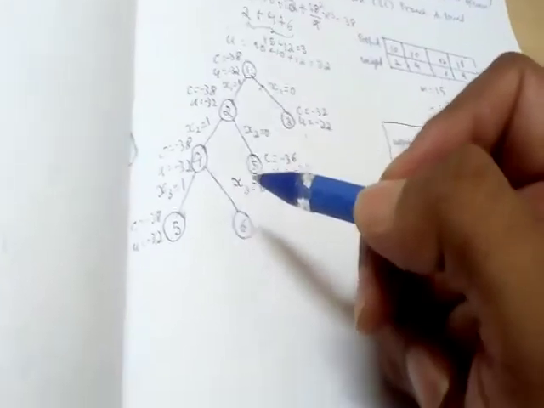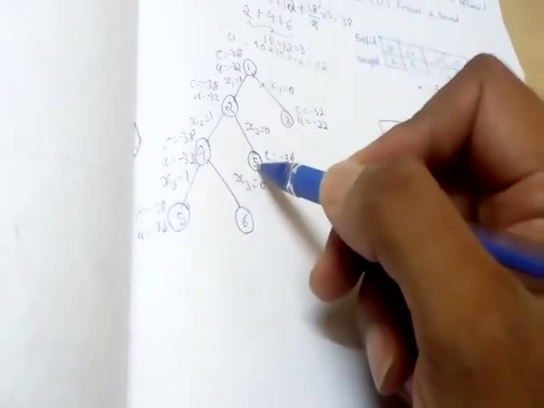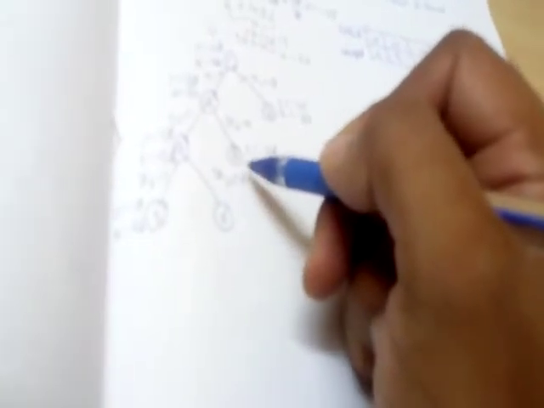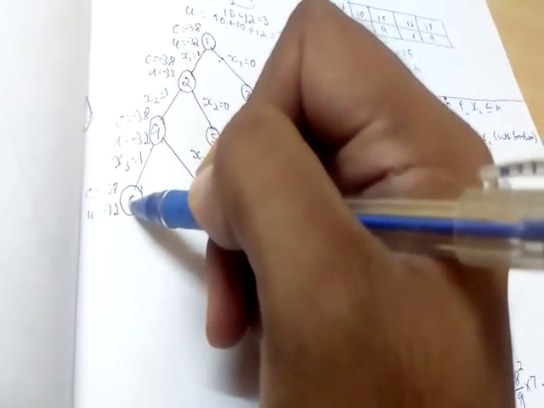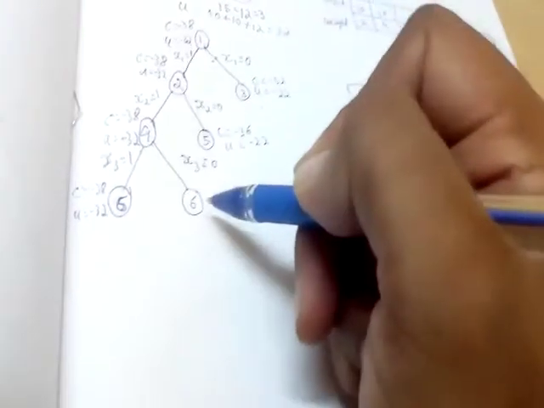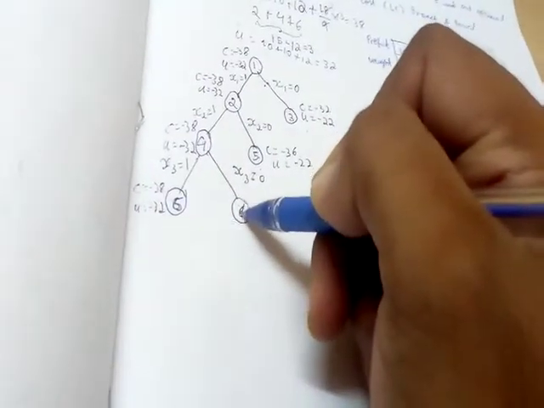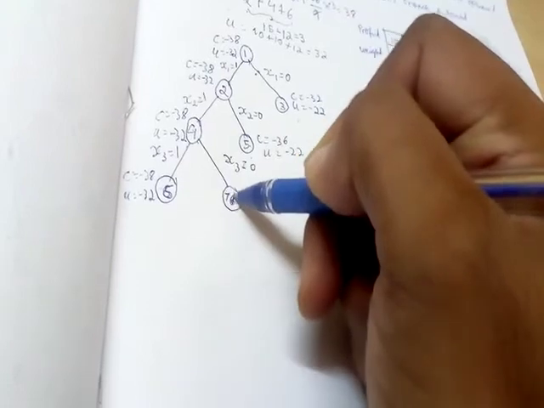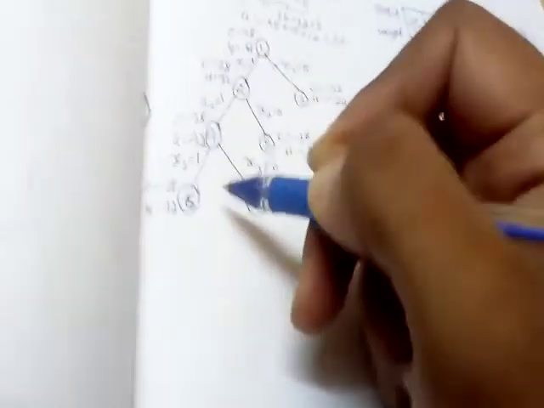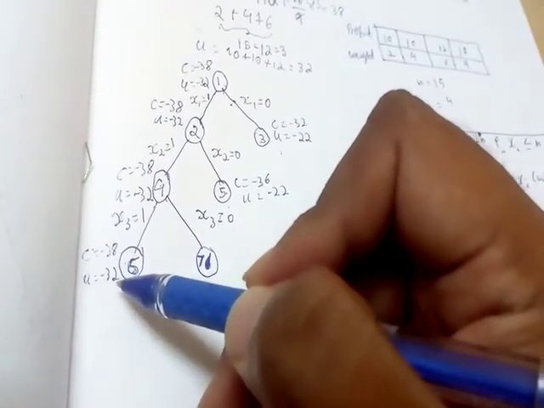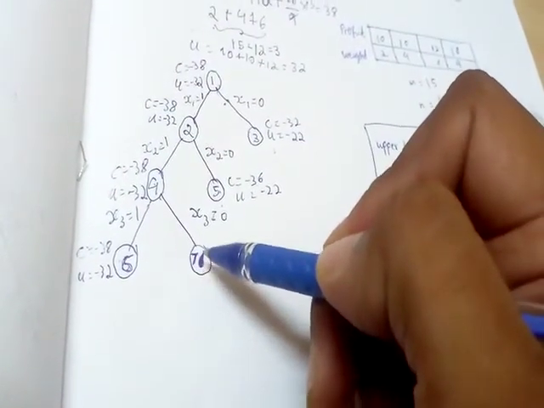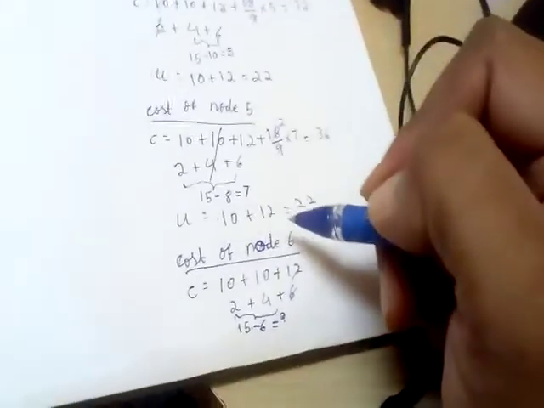So here I made a mistake. Since node 5 is already represented, as you can see, I have to represent this particular node with node 6 and this particular node with node 7. So make the correction: node 6 and node 7. So for node 6, as I told, the cost will be the same. So the cost will be minus 38 and the upper bound value will be minus 32. Whereas for node 7, I have to find out the value.